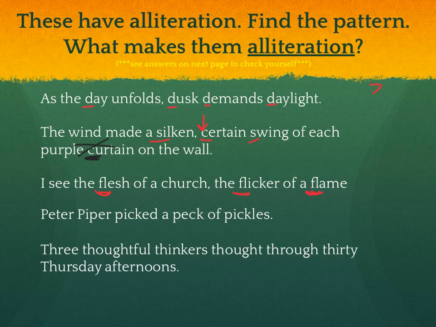So you'll notice that in each of these, for it to be strong alliteration, we have at least 3 repetitions. Peter Piper picked a peck of pickles. So in that one we have more, but you need at least 3 for it to be strong alliteration. You'll also see it down here, 3 thoughtful thinkers thought through 30 Thursday afternoons.